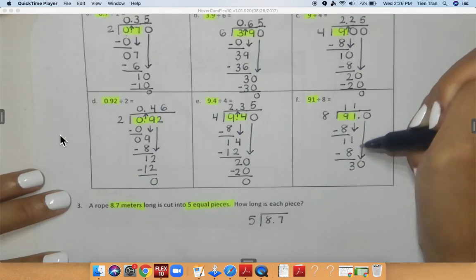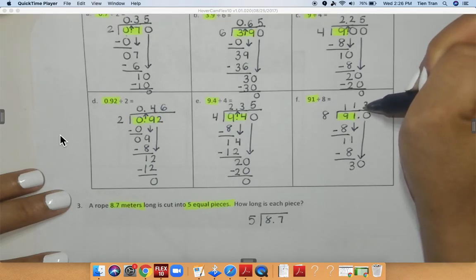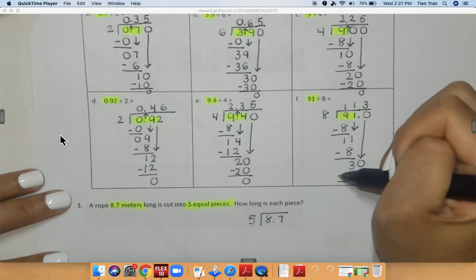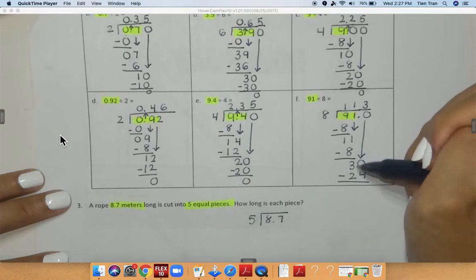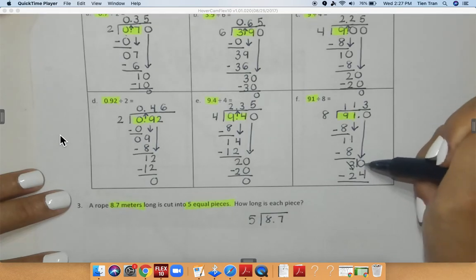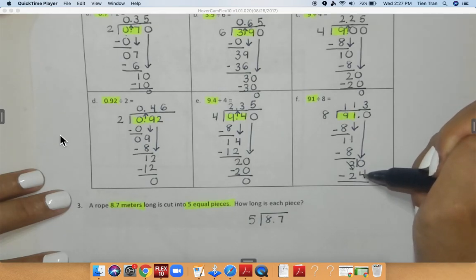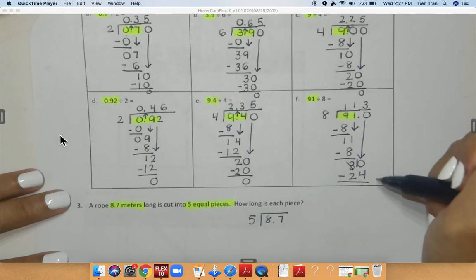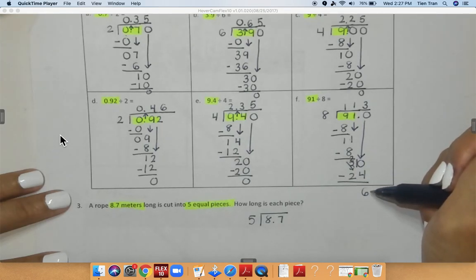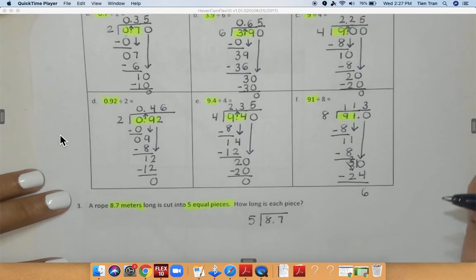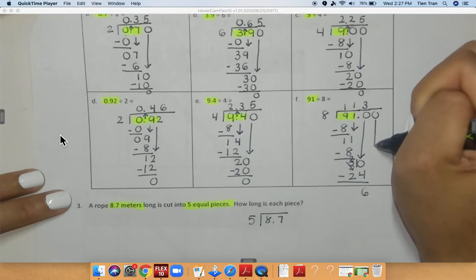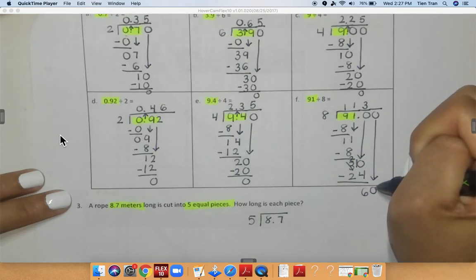8 can go into 30. How many times? 3 times because 8 times 3 is equal to 24. Okay, now I'm going to subtract. I can't subtract 0 minus 4, so I'm going to borrow from my neighbor. 10 minus 4 is equal to 6. 2 minus 2 is equal to 0. I still have a remainder, so I'm going to keep going. I'm going to add a 0 and bring down my 0.